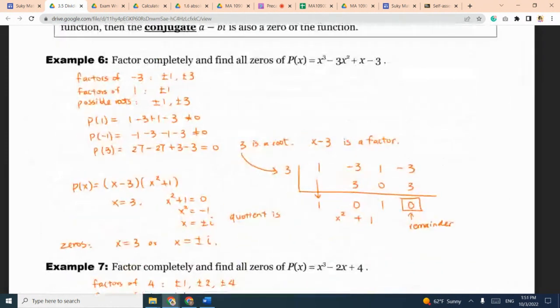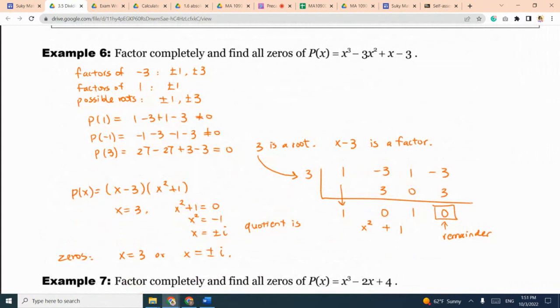So this problem: factor completely and find the zeros. Like what we did before, we look at factors of the constant term, which is negative 3. My suggestion, because we don't have enough time, is let's just focus on understanding it. The notes, you can take after class, okay? So the constant term is negative 3, so the factors are plus or minus 1, plus or minus 3. The leading coefficient is 1, so the factors are plus or minus 1. That's why the possible roots are plus or minus 1 divided by plus or minus 1, which is plus or minus 1, and plus or minus 3 divided by plus or minus 1, which is plus or minus 3.